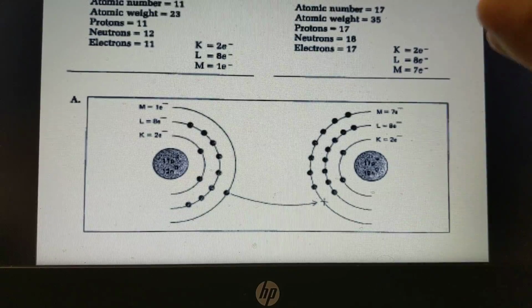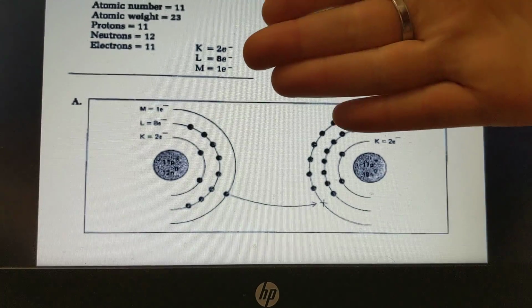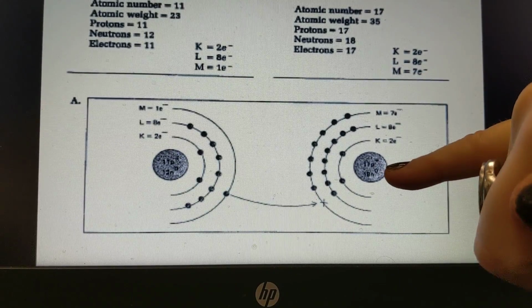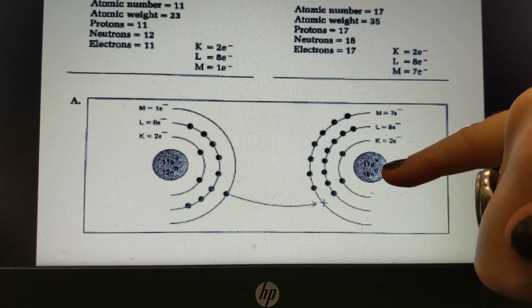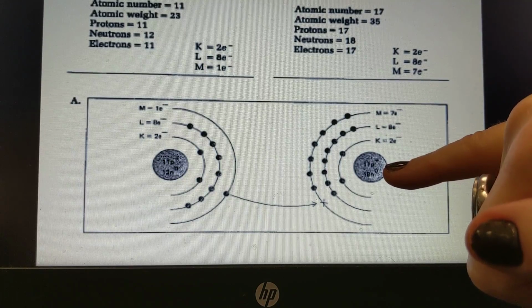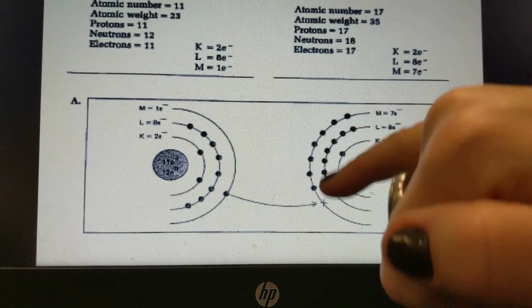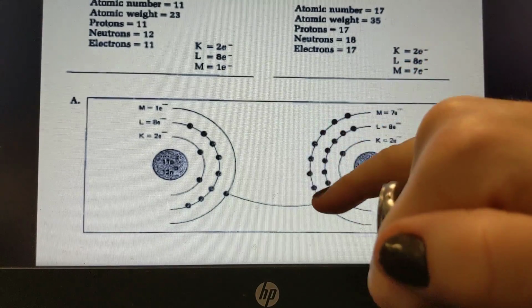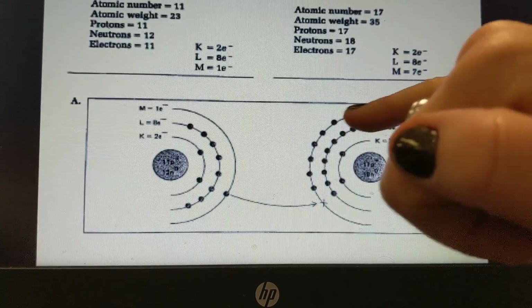The other element over here is chlorine. Again, you don't need to worry about any of that stuff. We just need to know that chlorine has an atomic number of 17 total protons. Positive protons are balanced out by 17 negative electrons. The first 2 are here, the next 8 are here, that's 10. Our last 7 are all valence electrons, and they sit in the outermost shell.